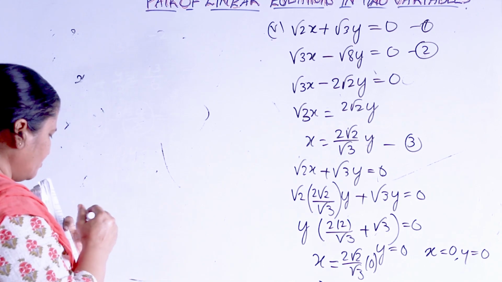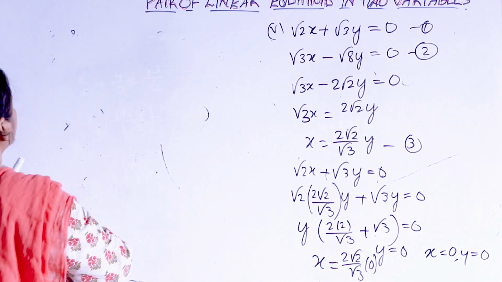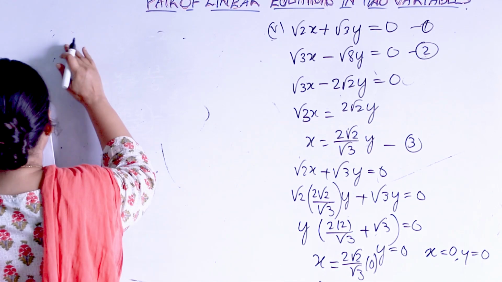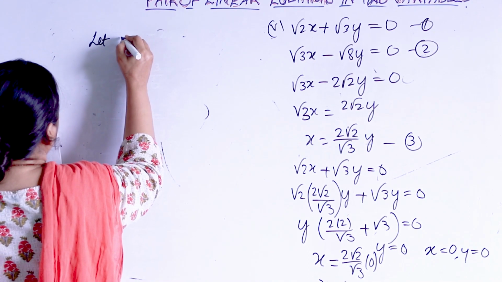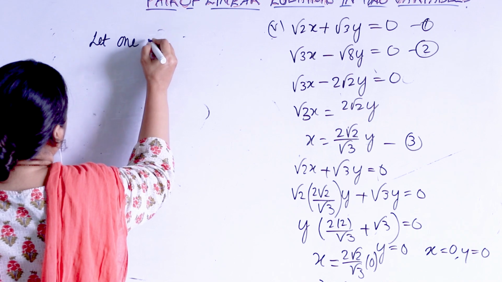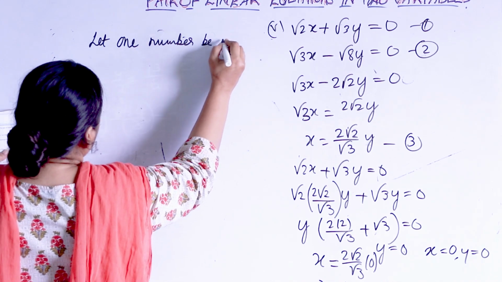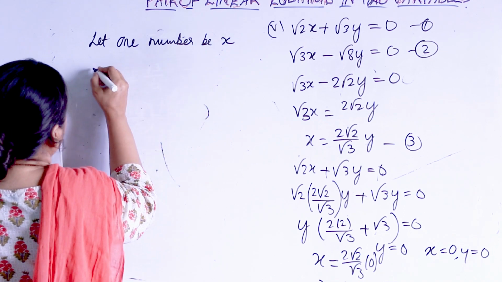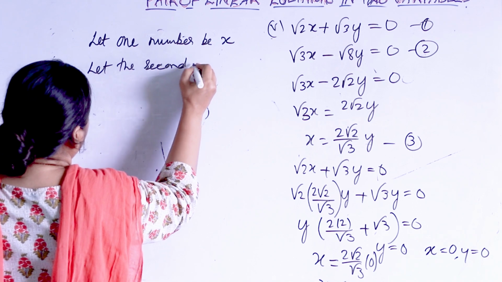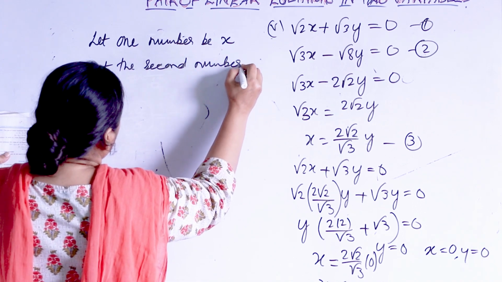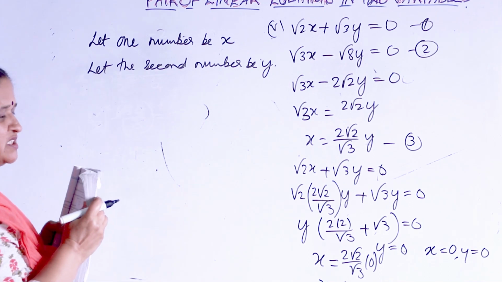So, from the last part of the question, we should be able to assume what it is that we need to find. So, let's assume, let one number be x, let the second number be y. Okay, because we are talking about two numbers here, right?